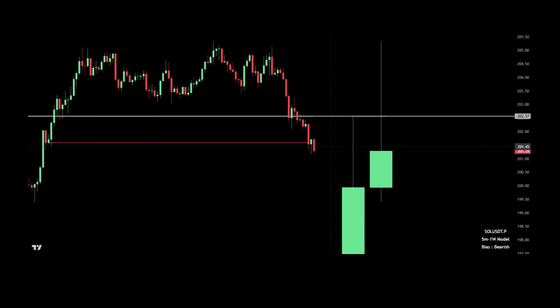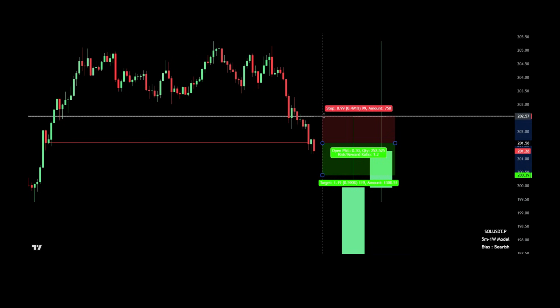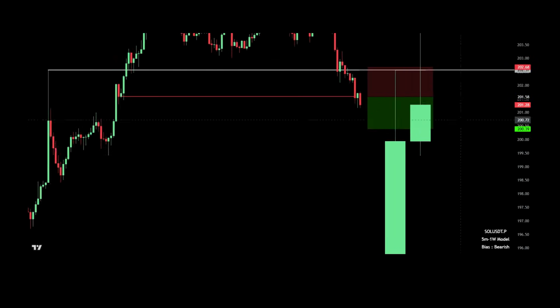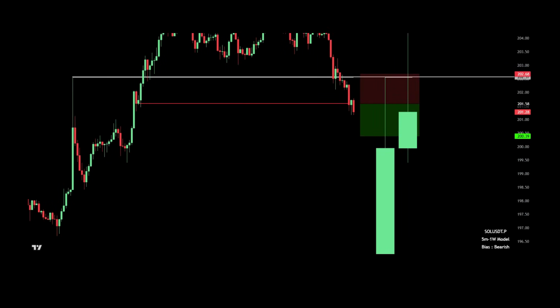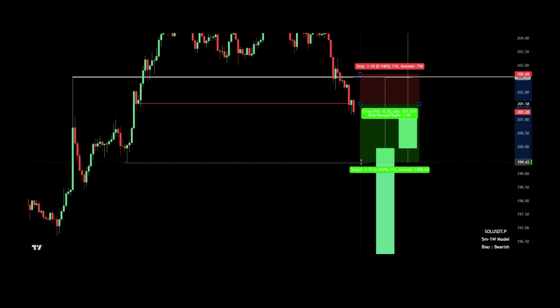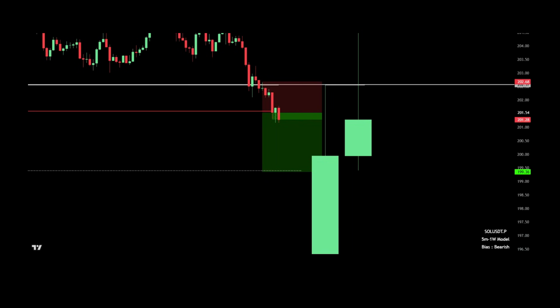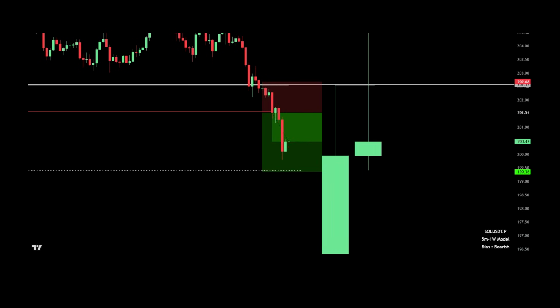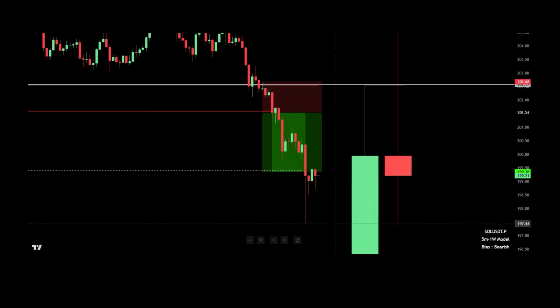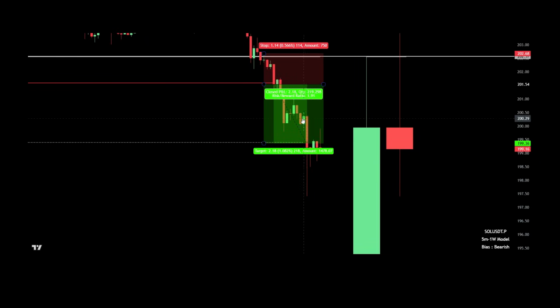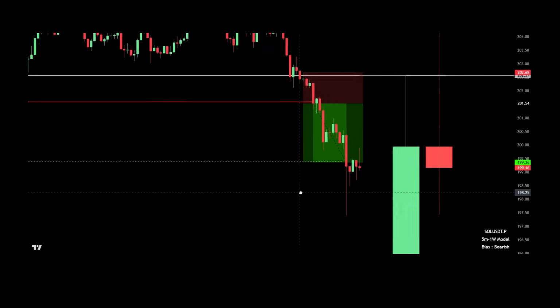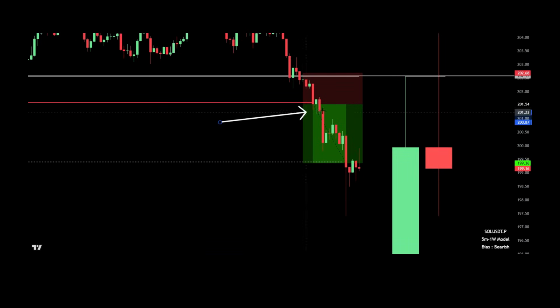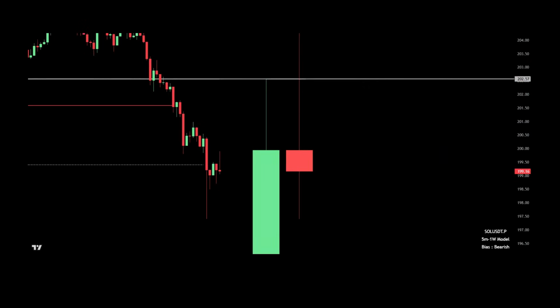So now this is where we look for an entry. Stop loss can go above the weekly high and then we can target the next liquidity range. This is a liquidity range over here. So this becomes our target. So let us play this out. And there you go. Target is hit. This is a 1 to 1.9 trade, very successful. But the point is, you always want to wait for confirmation, and confirmation is when price breaks the CISD. So let us keep playing.